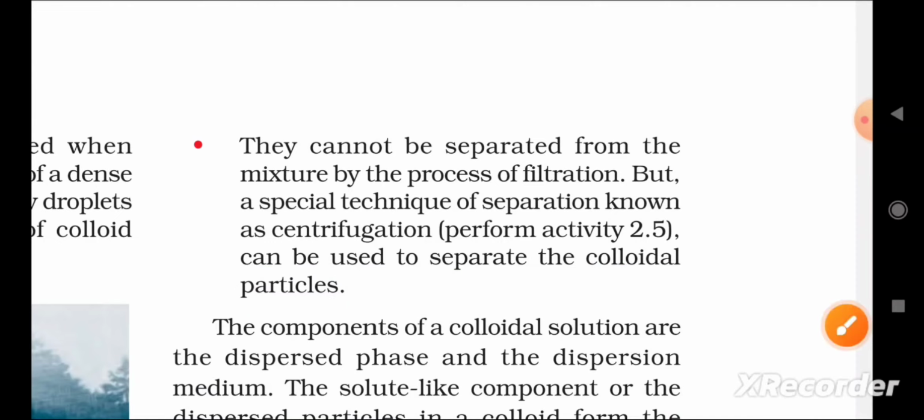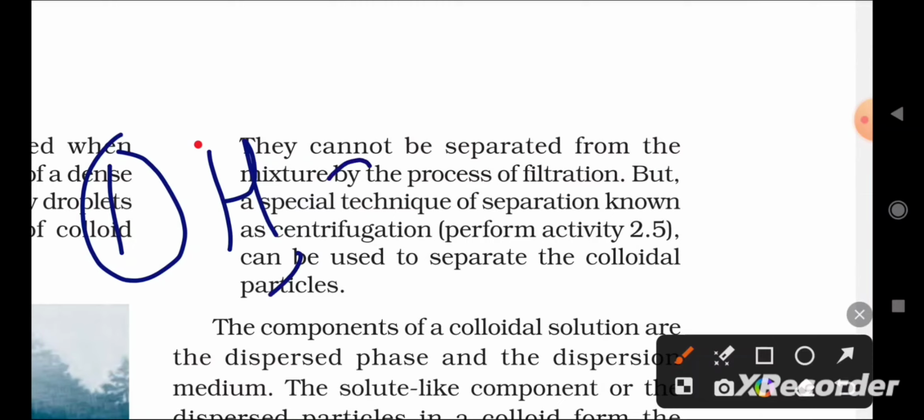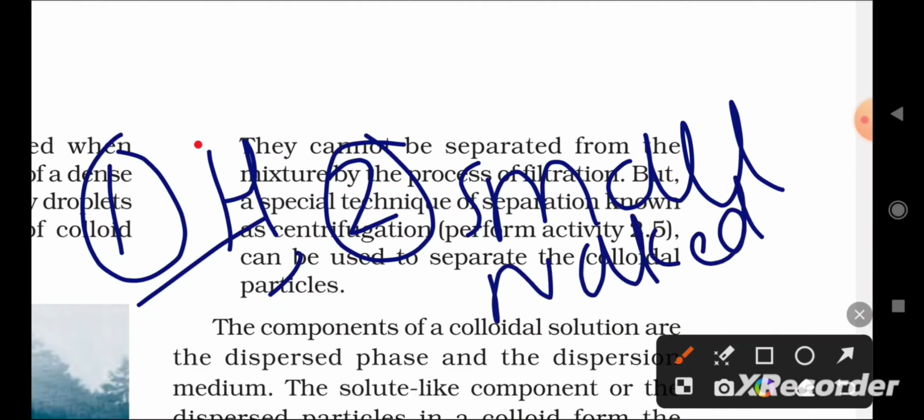What are the 5 points of the colloidal solution or colloidal properties? First, colloids are heterogeneous mixtures. Very simple. Second point, the size of the particles is small, so we cannot see them individually with the naked eye. The second point is clear.